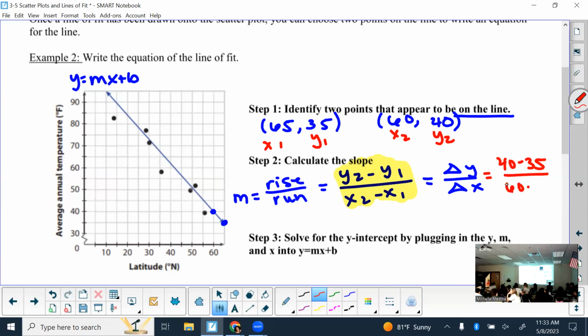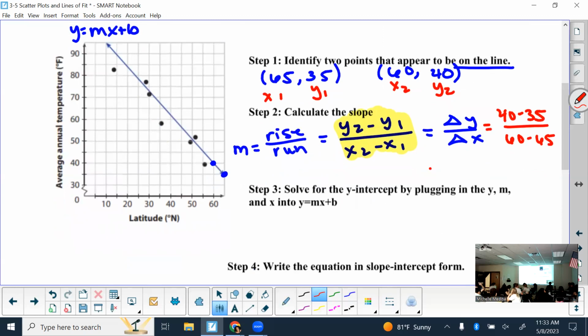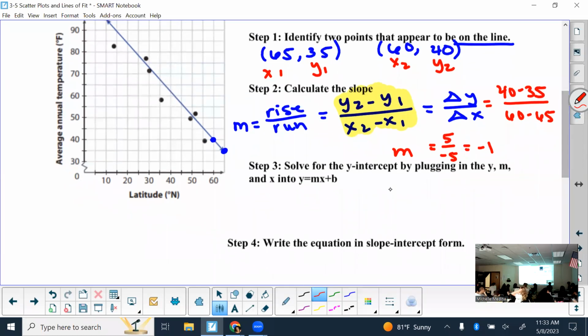If I chose these and labeled it that way, it's 40 minus 35 over 60 minus 65. What's 40 minus 35? 5. And then 60 minus 65. And then divide those, what do I get? -1. So my slope is close to -1.